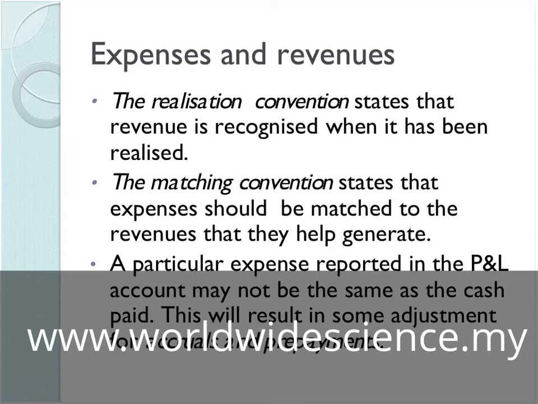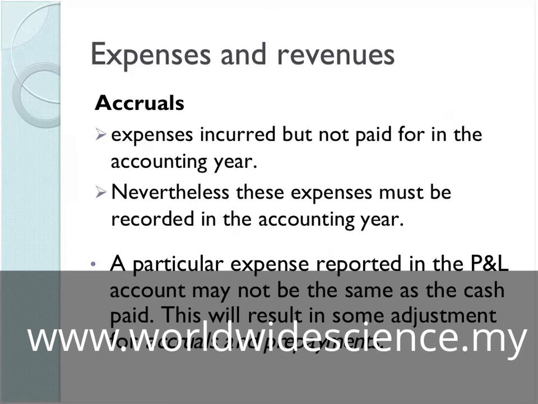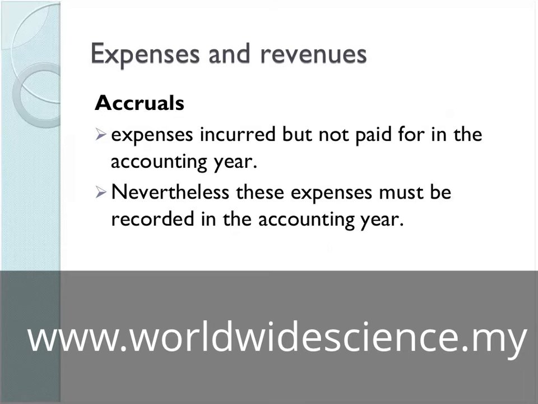This will result in some adjustment for accruals and prepayment. So you must remember some expenses which are reported in the profit and loss may not be done by cash payment. And we call them accruals and prepayments. Those expenses having been made. We will see the definition for accruals and prepayments in the next one. P&L is the profit and loss.